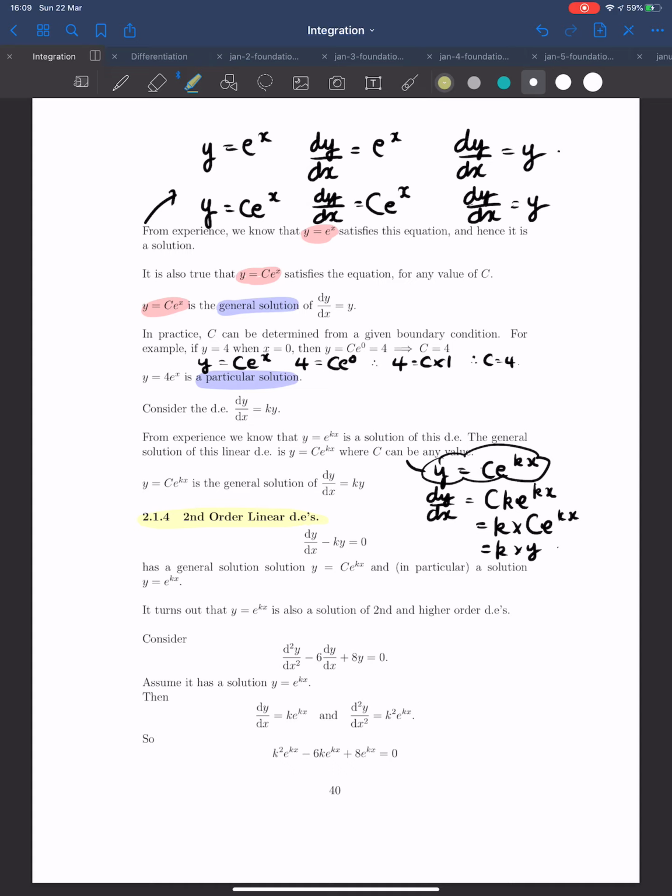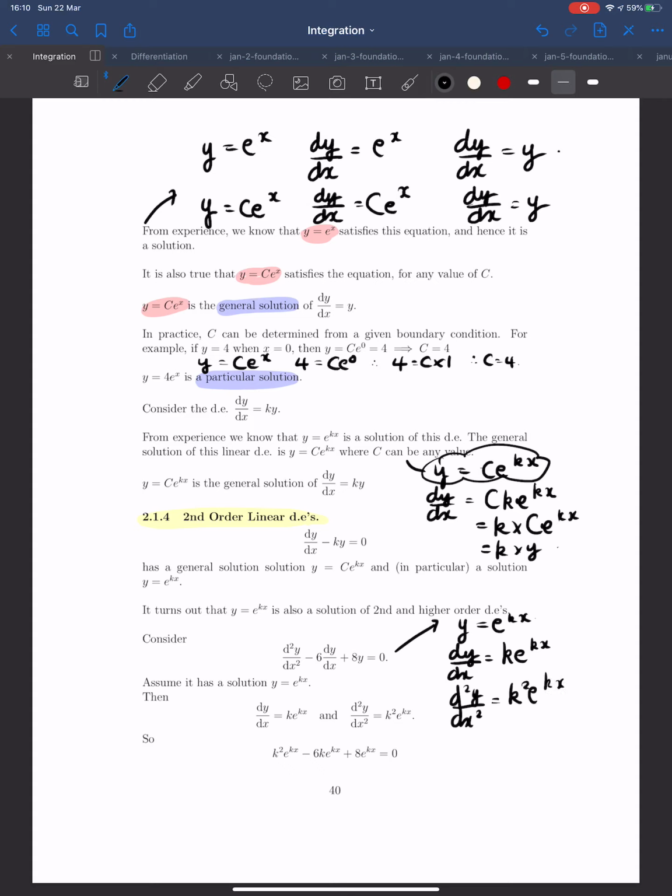It turns out that y equals e to the kx is also a solution of second and higher order differential equations. So it says consider d2y by dx squared minus 6 dy by dx plus 8y equals 0. Assume it has a solution y equals e to the kx. We've got y is e to the kx. dy by dx is k e to the kx. And d2y by dx squared is k squared e to the kx.